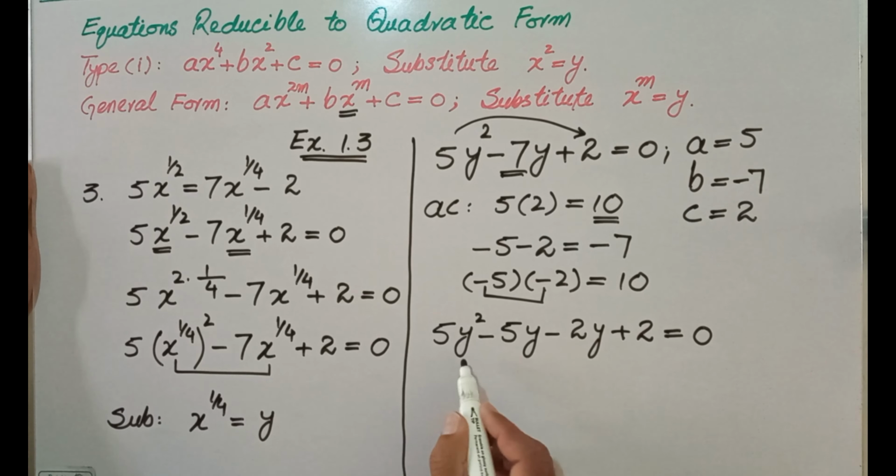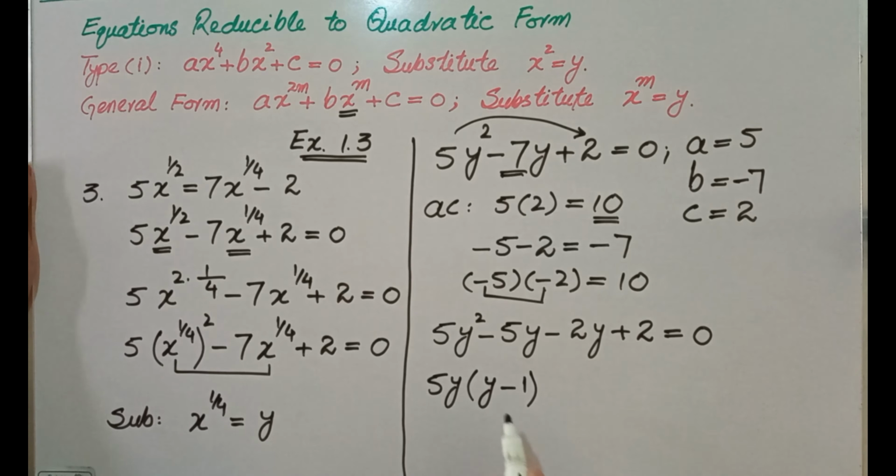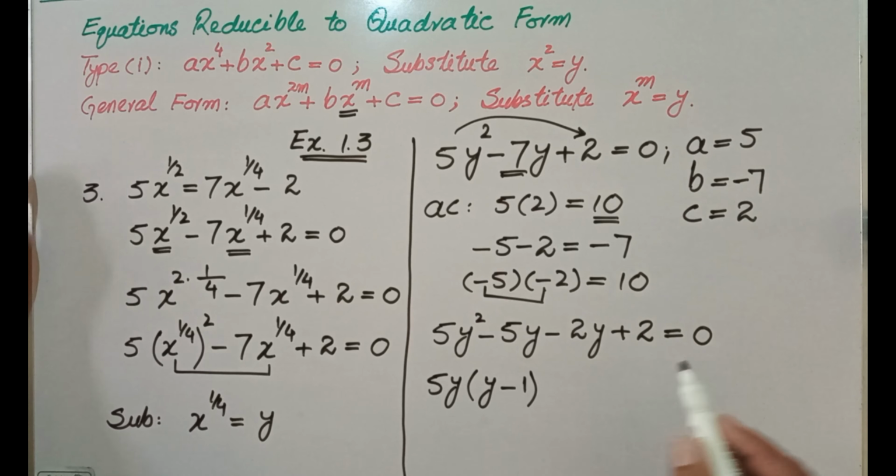We see that we can take 5y common from these two terms. Here we have y minus 1. You already know how to take common and then simplify the terms.